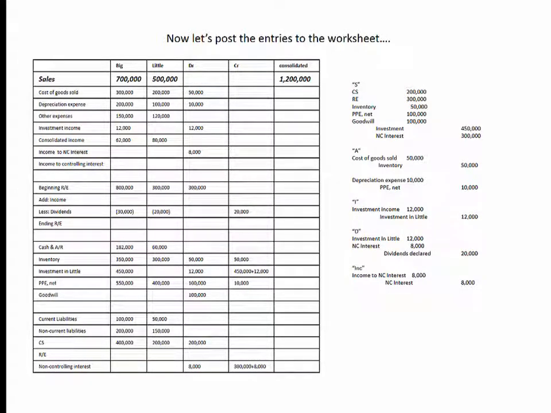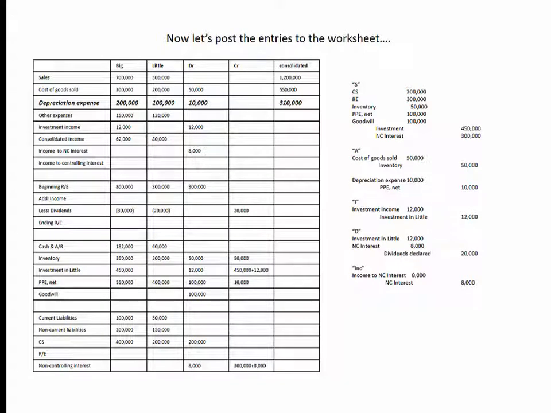Okay, let's go ahead and work through our worksheet, just adding across each row. Sales, there were no adjustments, so we simply add across. Cost of goods sold, as reported, Big $300,000, Little $200,000 for a total of $500,000. But again, in addition, we also debited that for another $50,000, raising cost of goods sold to $550,000.